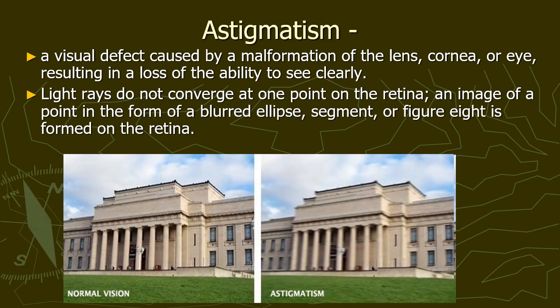And as for astigmatism, let's find out more. In this case, we change either the shape of the lens or the shape of the cornea, and objects, as we see here, no longer have a clear outline. That is, the light rays will not converge at one point, but are formed in the shape of an ellipse, or a segment, or a figure of 8, depending on the degree of astigmatism.